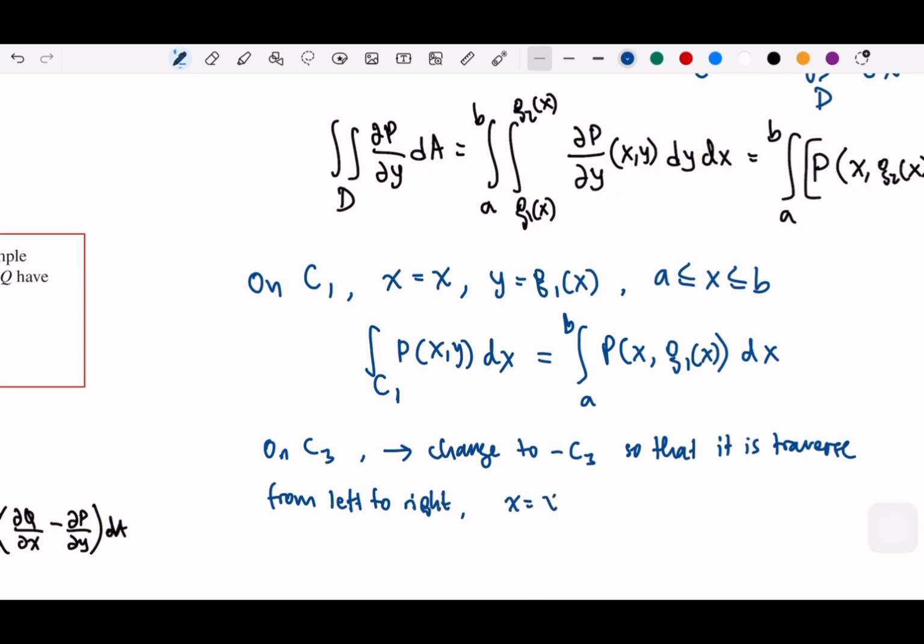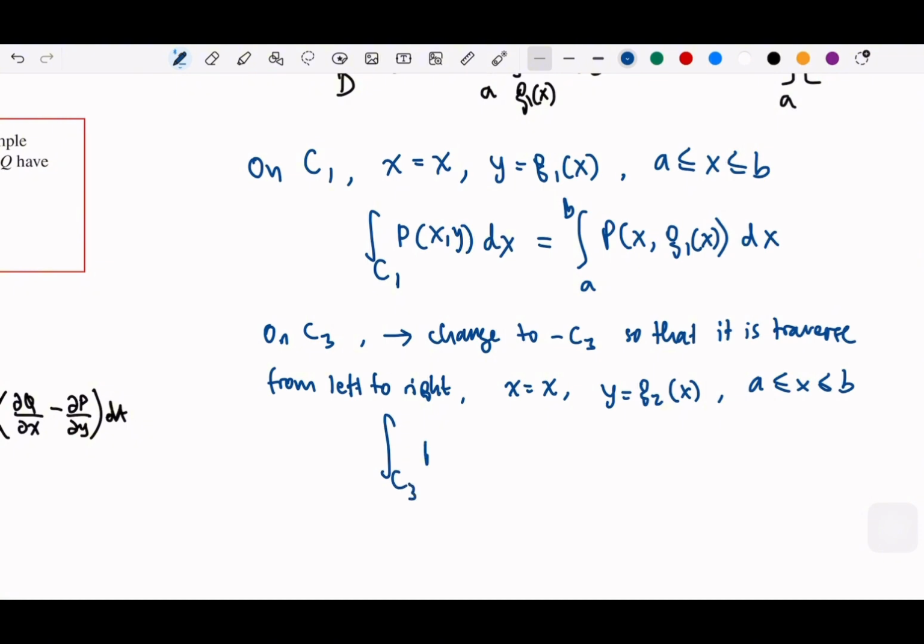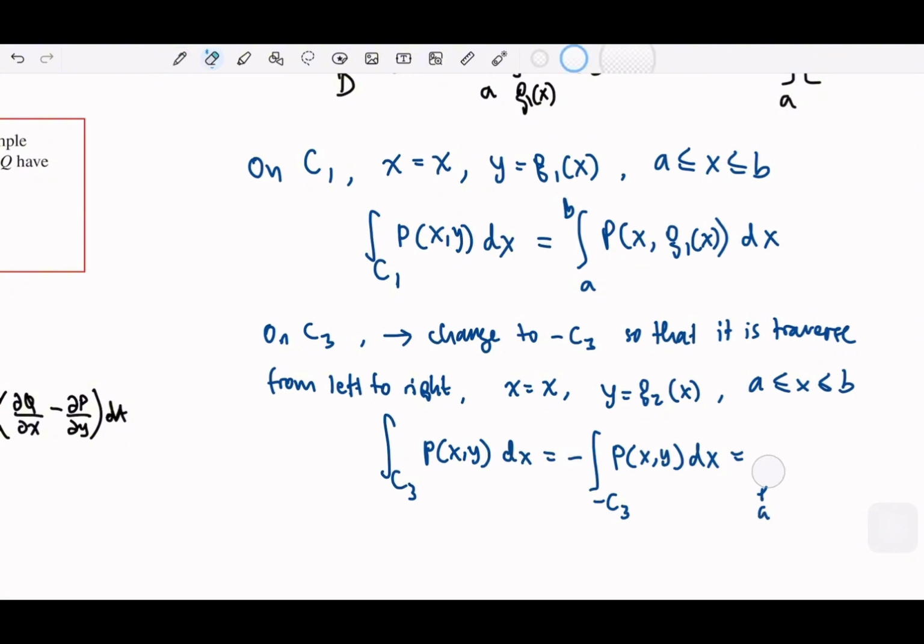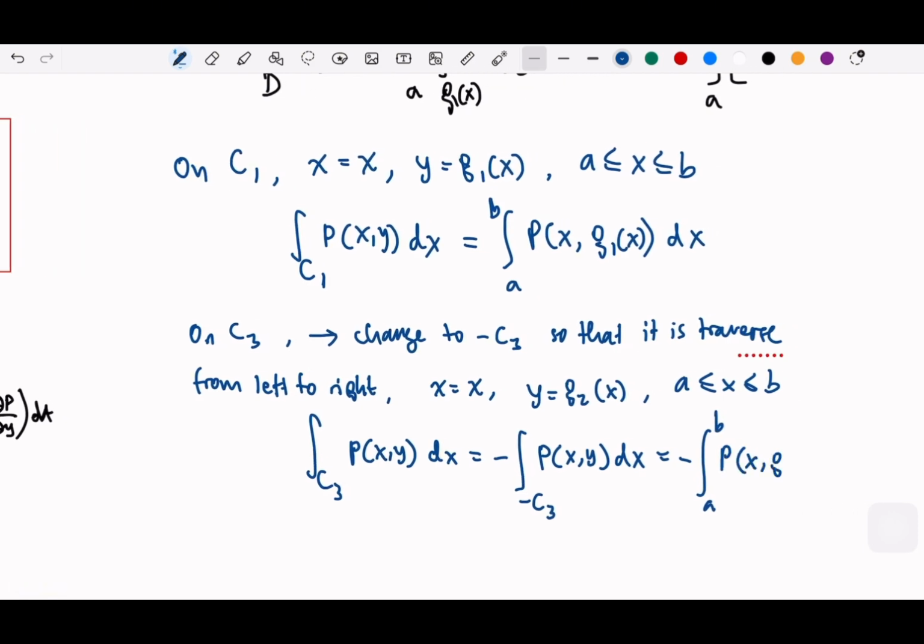So this is taking x as the parameter, and y will be equal to the second curve g2, with the same endpoints for x from A to B. So then for negative C3, I will write negative C3 like that, and this will be equal to negative integral from A to B, and then we change the x and y, and then dx. Okay.